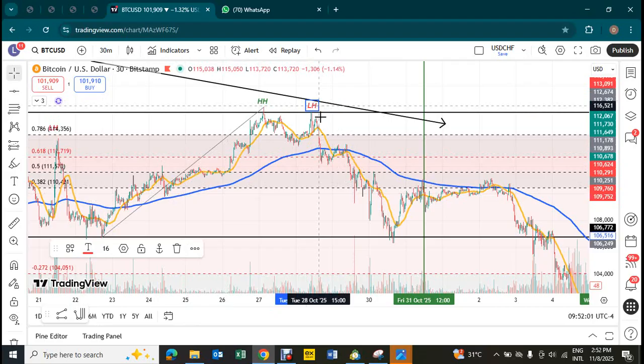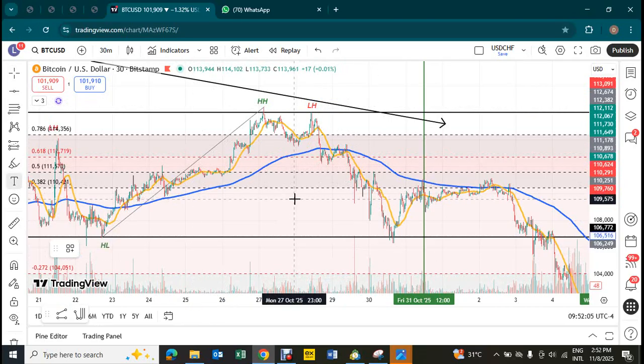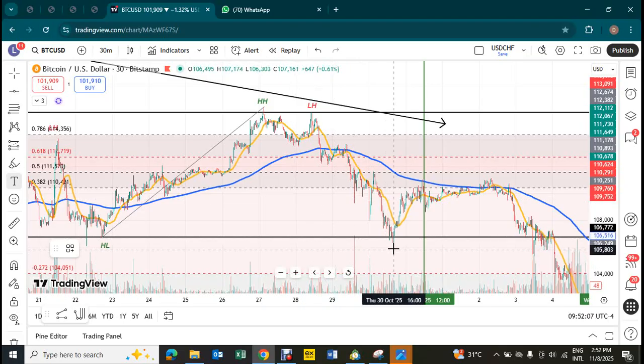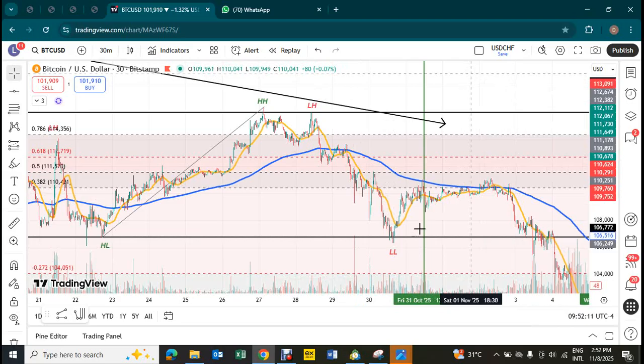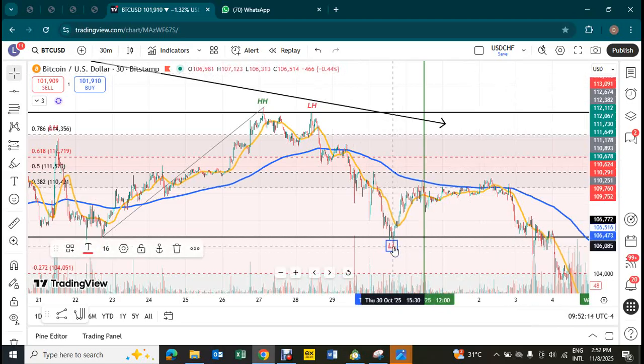Lower high here. Now we have a lower low here, right? Because if we have a lower high down, we should have a lower low, right? So now we have a lower low here, LL. So if we have a lower low down, what should we have next? We should be having a lower high, because now it's a downtrend market that's switched.